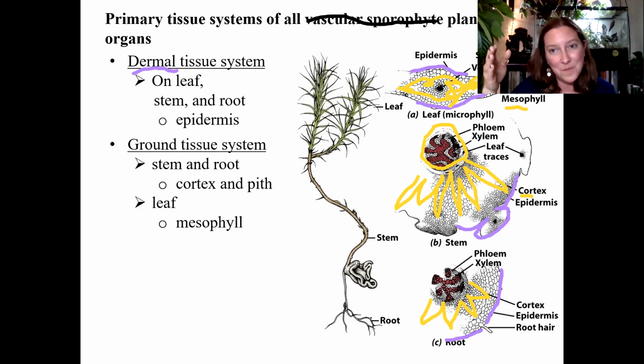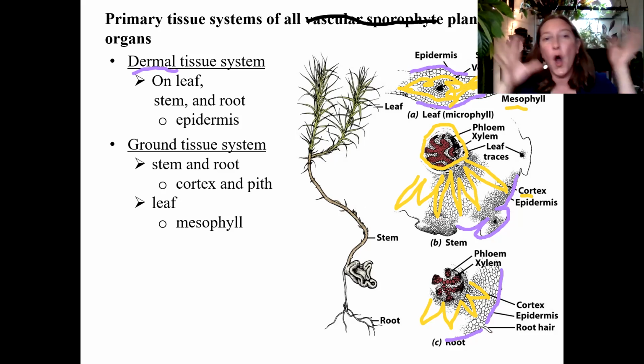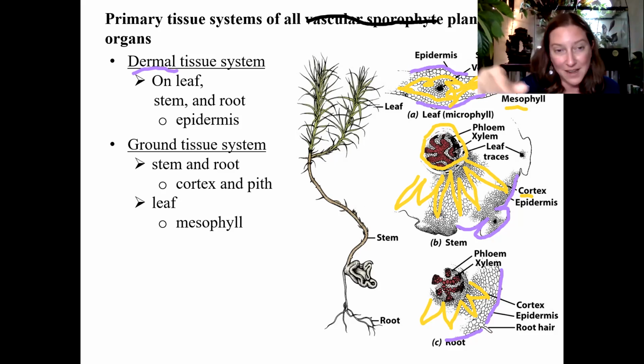So that's on the outside. Ground tissue system is kind of like all the other stuff in the middle, right? As I've drawn very beautifully here in yellow.